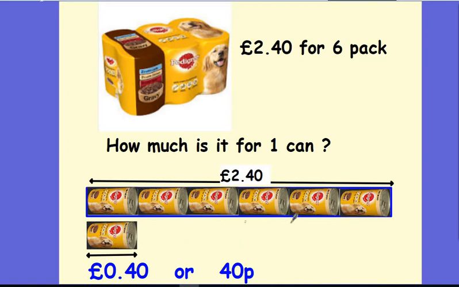Okay, this time you should have got 40p, because this time we're doing £2.40 and we're dividing it by 6. 6 is into 2 goes 0, remainder 2. 6 is into 24 goes 4, and 6 is into 0 is 0, so 40p.